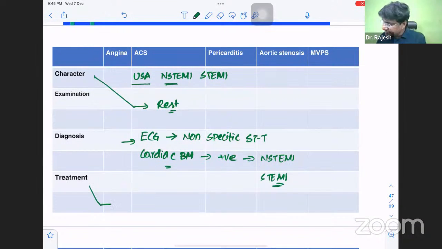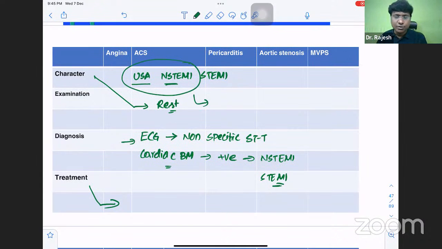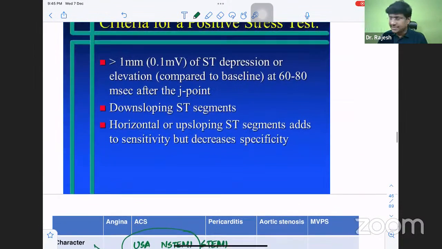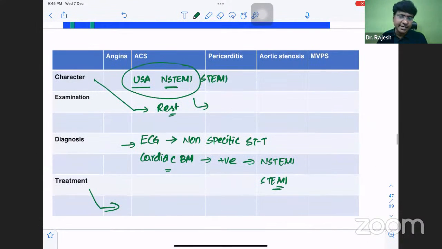And how will you treat these patients? For unstable angina as well as non-ST segment elevation MI, the treatment will be more or less the same, right? What will be the first line treatment in case of acute coronary syndrome? The first line treatment will be aspirin. Along with aspirin, we give clopidogrel as well as statins. And thrombolysis should not be done in case of unstable angina or non-ST elevation MI.